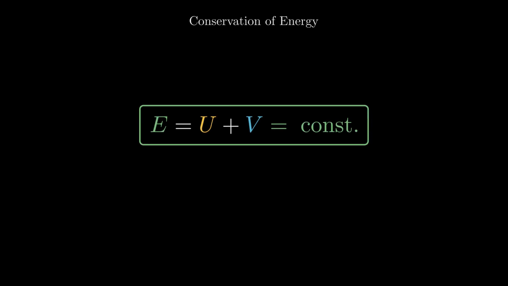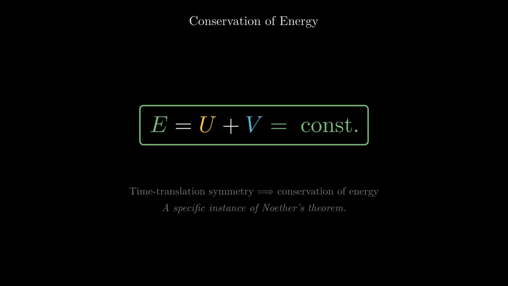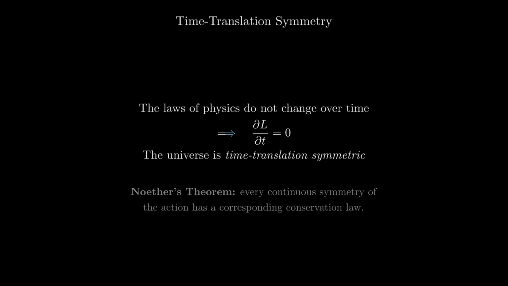This turns out to be a specific example of Noether's theorem, which states that every continuous symmetry of the action of a physical system with conservative forces has a corresponding conservation law. Just by observing the laws of physics remain constant over time, we have derived conservation of energy. This reflects the deep link between symmetry in our universe and the physical features that arise from it.